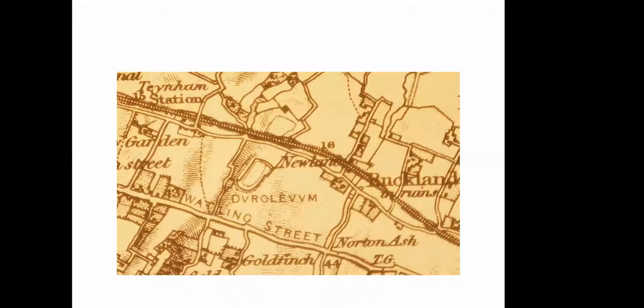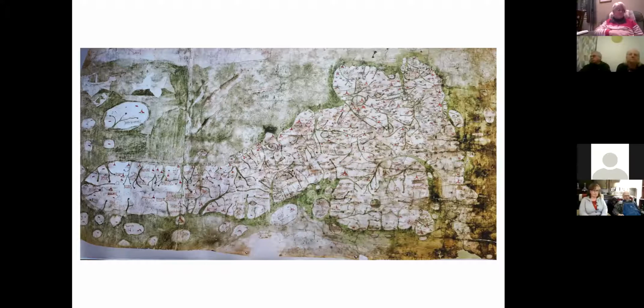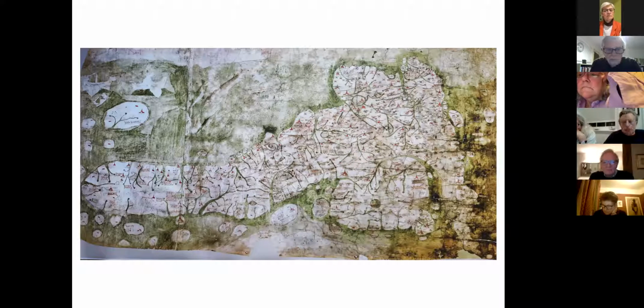I want to move on now a few centuries to 1350 or so, when we begin to see the first accurate maps, and accurate is in quotation marks here, first accurate-ish maps that we have of England. This is known as the Gough Map, after the name of the collector who found it, Richard Gough. The date is probably around 1350.